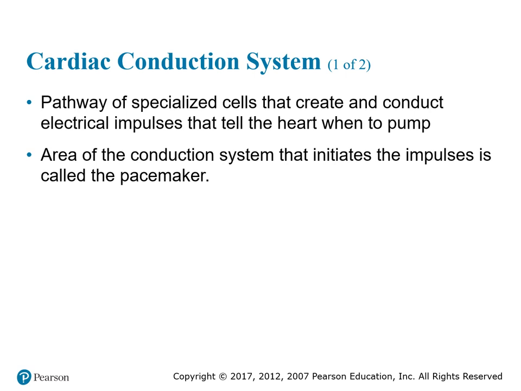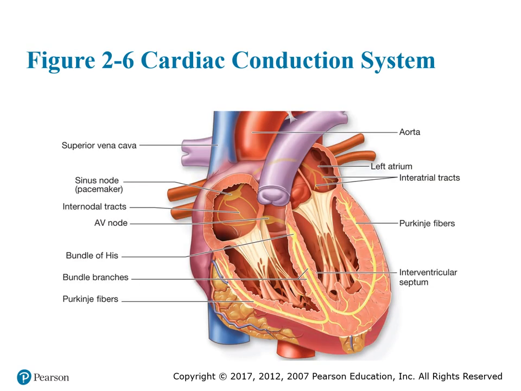Next, we'll talk about the cardiac conduction system, which is a pathway of specialized cells whose job is to create and conduct the electrical impulse that tells the heart when to pump. The area of the conduction system that initiates the impulse is called a pacemaker. The cardiac conduction pathway goes through the sinus node into the intra-atrial tract, to the atria, down into the internodal tracts, to the AV node, down the bundle of His, through the bundle branches, through the Purkinje fibers, to the ventricles.